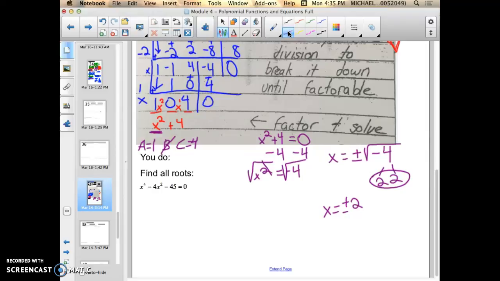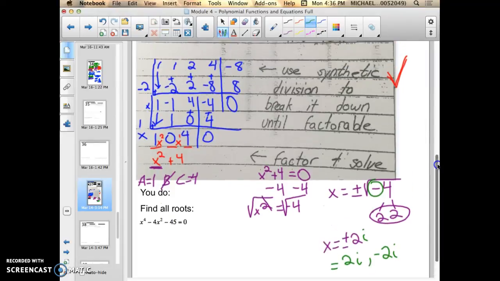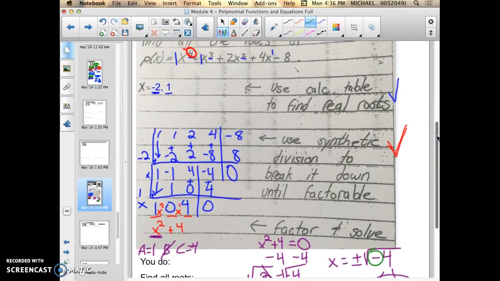And then if you notice as well, I'm taking the square root of a negative. I can't do that. It doesn't exist, so I have to show that I'm entering into the realm of imaginary numbers, and so I have plus or minus 2i. So, I have found two more solutions. I can rewrite it as 2i and negative 2i. And so those are two solutions, and then I already found two solutions from my calculator up here.